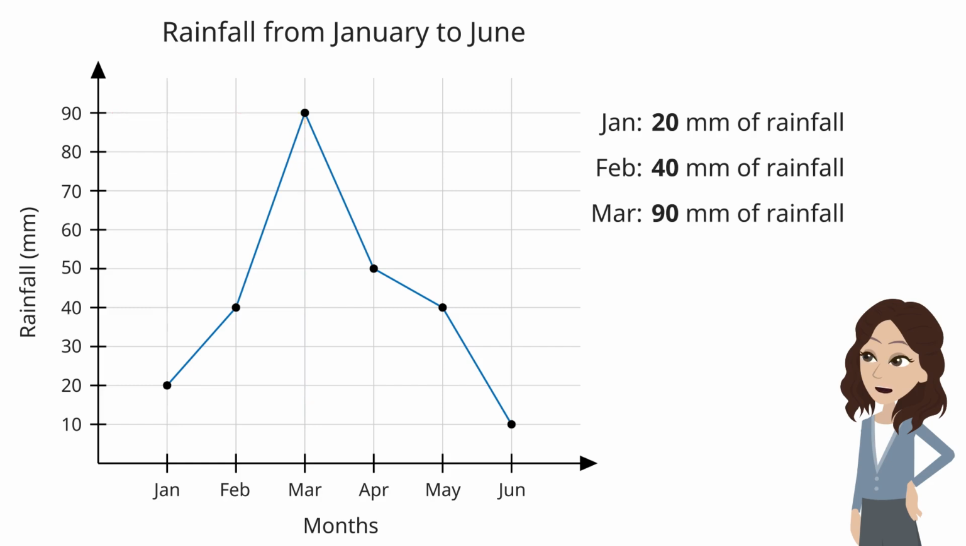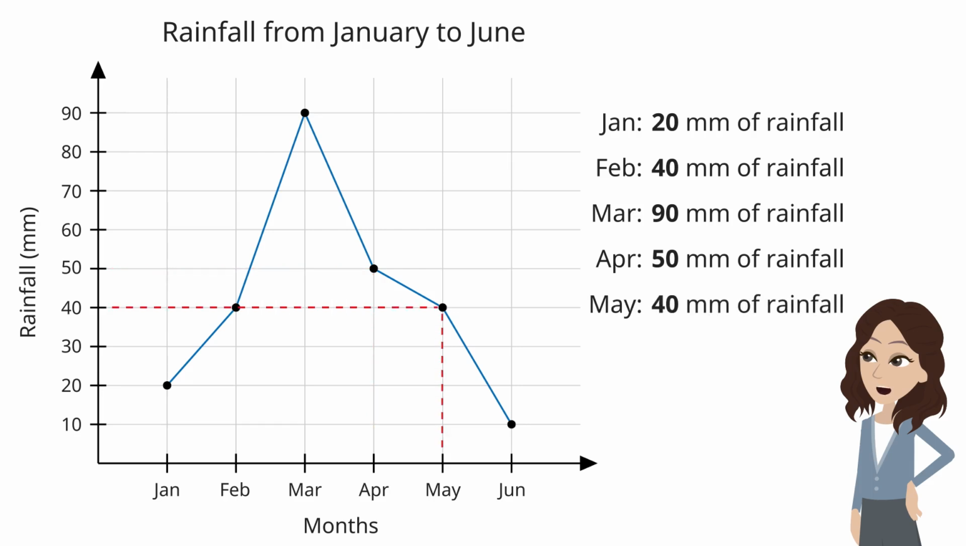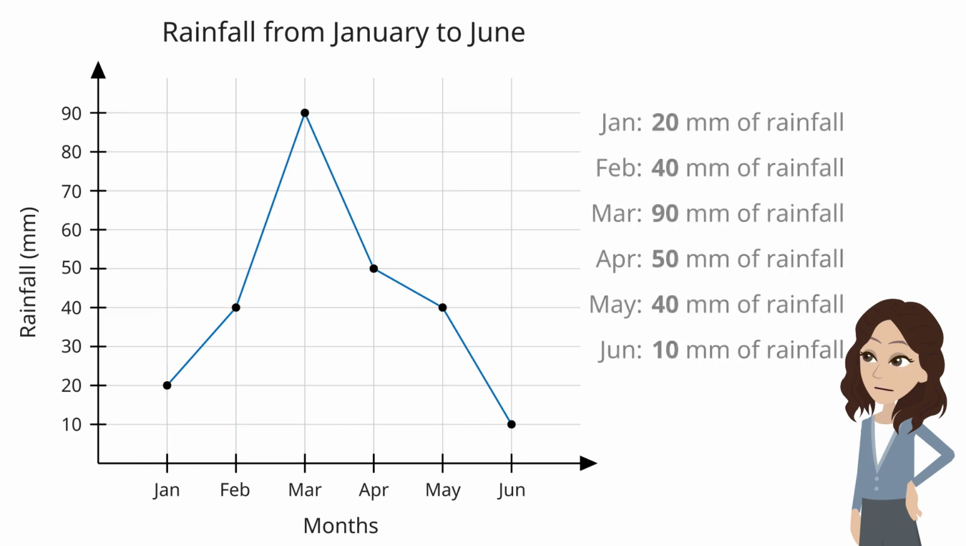What was the amount of rainfall in April, May, and June? Pause and discuss with your friend. In April, there was 50 millimeters of rainfall. In May, there was 40 millimeters of rainfall. In June, there was 10 millimeters of rainfall. Did you get it right?